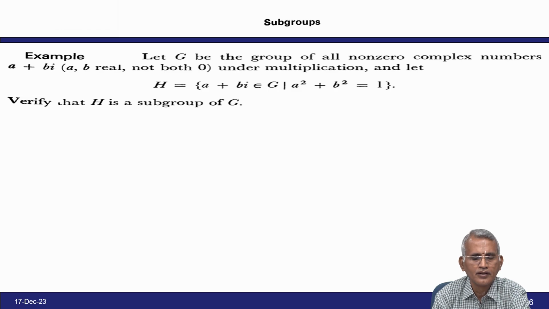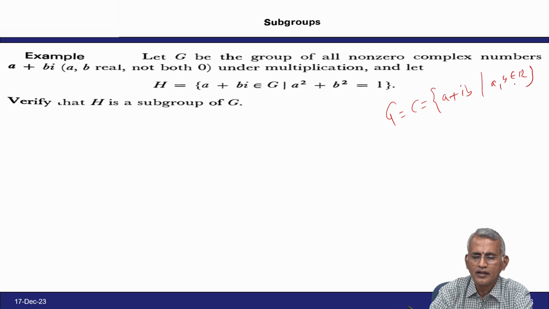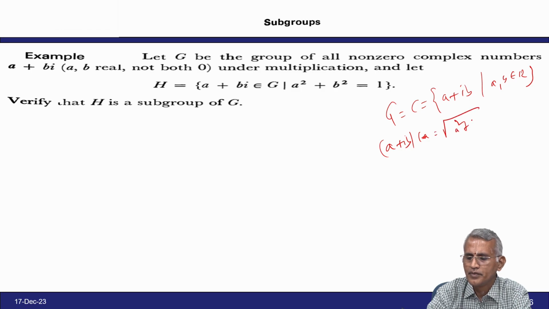Next example: you take the complex numbers. C is the set of all ordered pairs A plus iB such that A comma B belongs to the reals, and then A plus iB with A square plus B square equal to 1 we have to define. So, you can check it out.